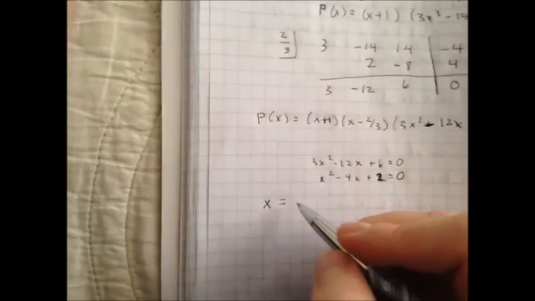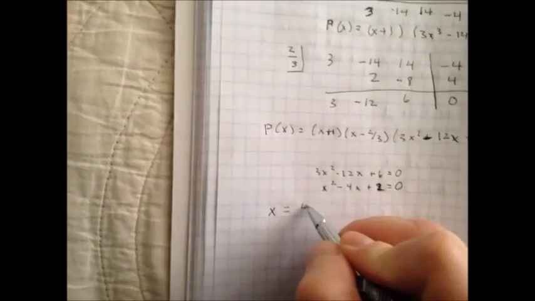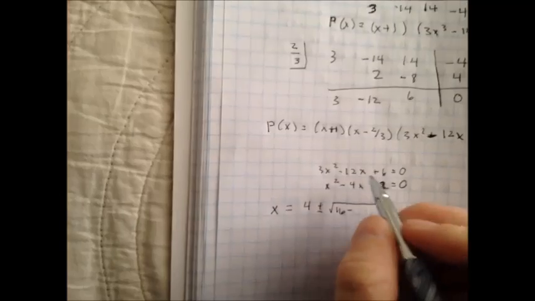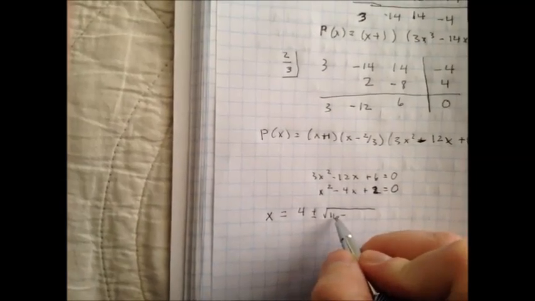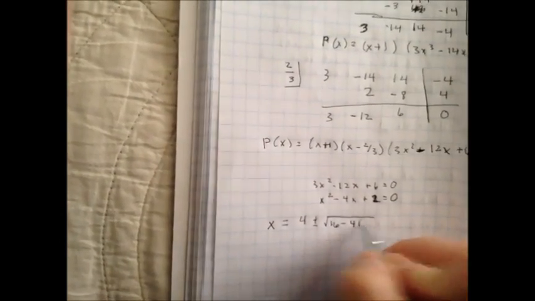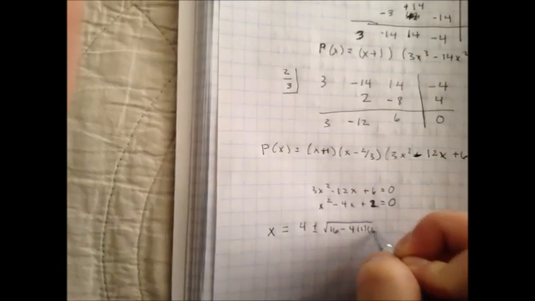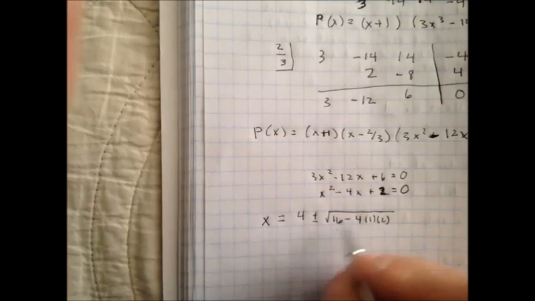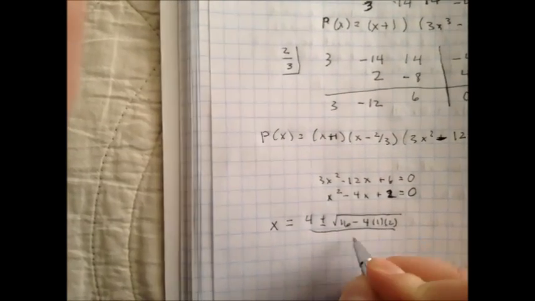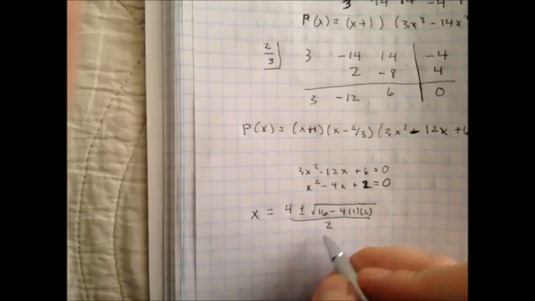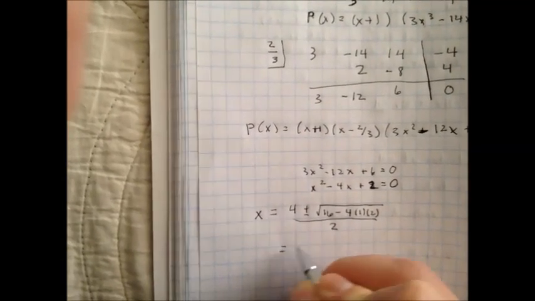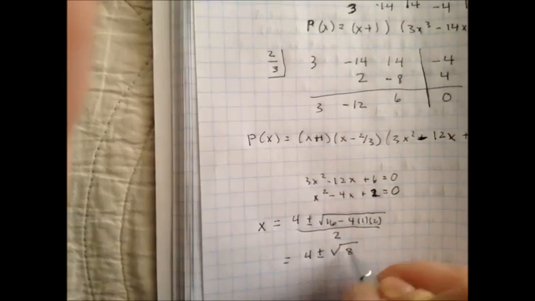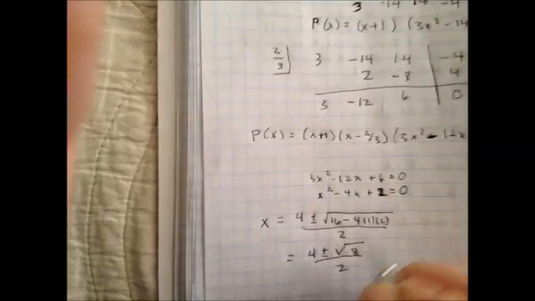x equals negative b, so that's 4, plus or minus the square root of b squared, 16, minus 4 times 1 times 2, so 4ac. Well, this is really just 16 minus 8. Oh wait, I forgot, all over 2a. So that's just 2 times 1, which is 2. So that's 4 plus or minus the square root of 8, all over 2.